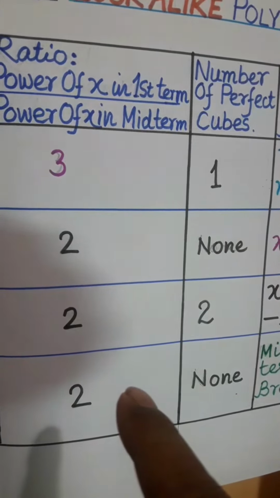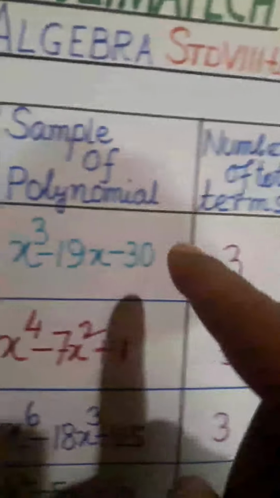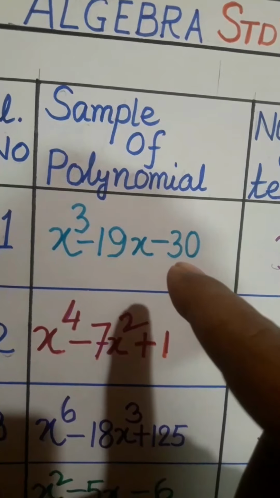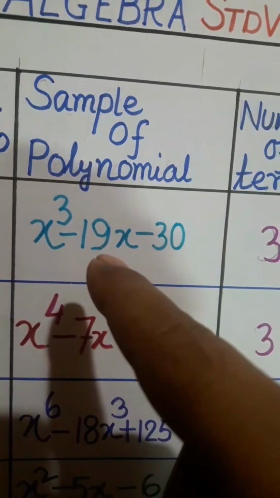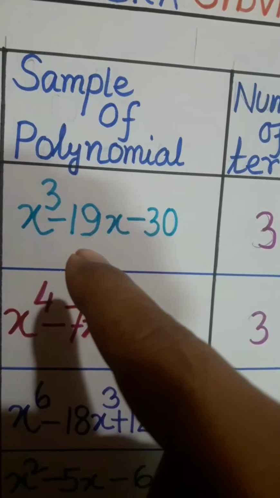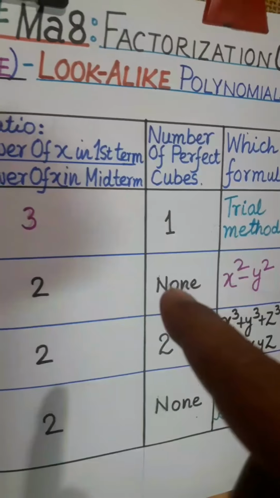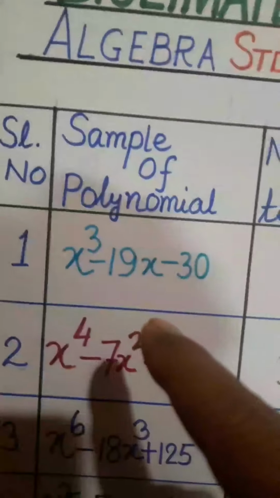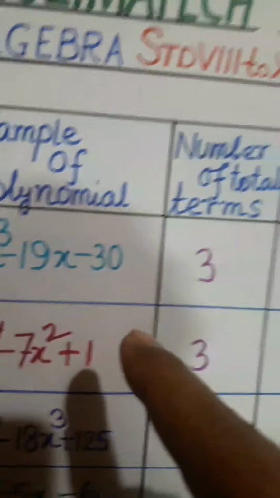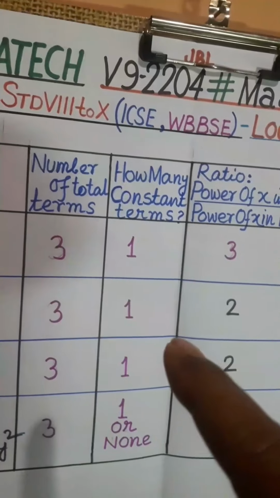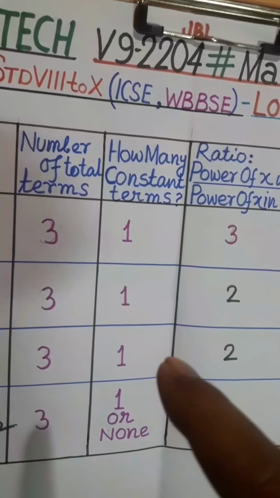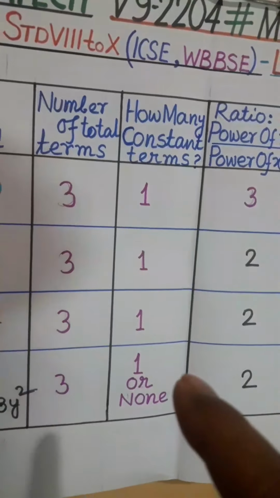Number of perfect cubes: how many are there? In each polynomial, how many terms are perfect cubes? In the first one, we see only x cube is a perfect cube. In the second, there is only the numerical constant 1 that is a perfect cube, but it could have been some other numerical constant too, which might not have been a perfect cube. So the question of perfect cube does not appear here.